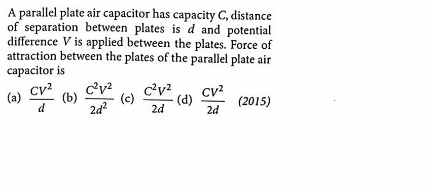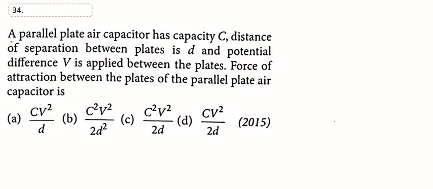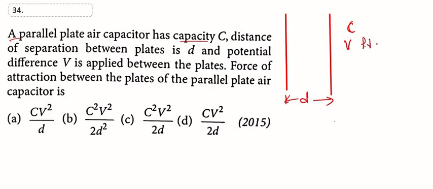Next, question number 34. A parallel plate capacitor has capacity C and distance of separation D. Look at this one, this is called a parallel plate capacitor. C is the capacitance, D is the distance between the plates, and a potential difference V is applied between the plates.